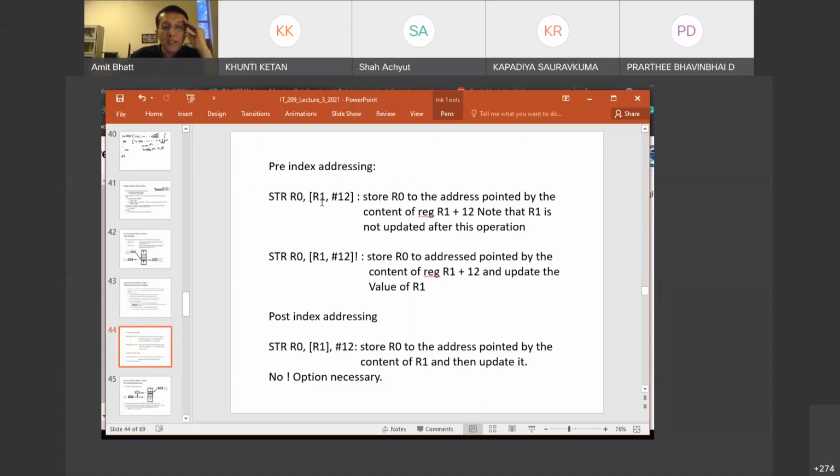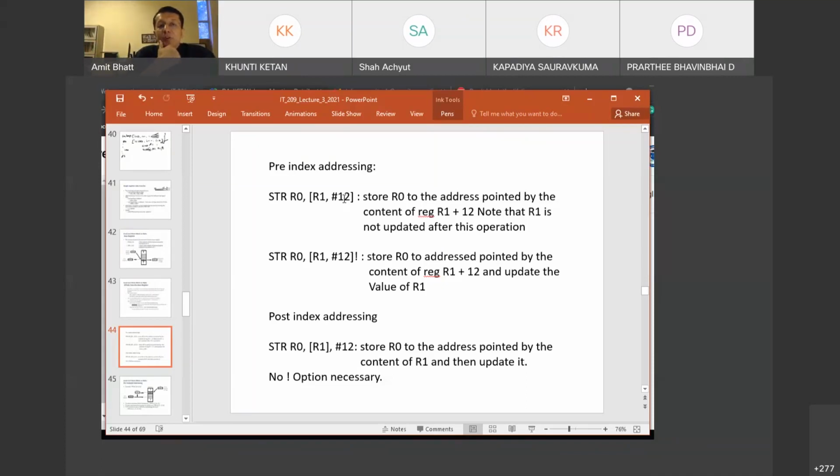Now, this one is that you increment the content of R1 by 12. So that means pre-index addressing. There is a pointer which is given. You must be aware of the stack pointer. In its programming style, the stack pointer is pointing to the last filled location, and you want to start from the next location. So in that case, pre-index addressing is required. Suppose your pointer R1 is pointing to the last filled location. You want to increment it by some number and then store the content of R0 into that particular location.